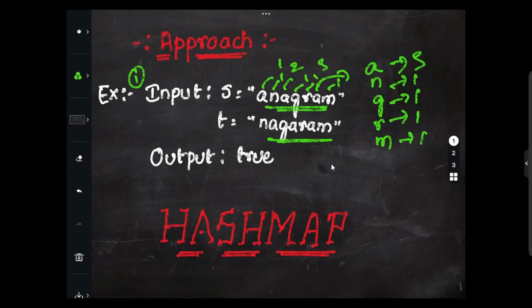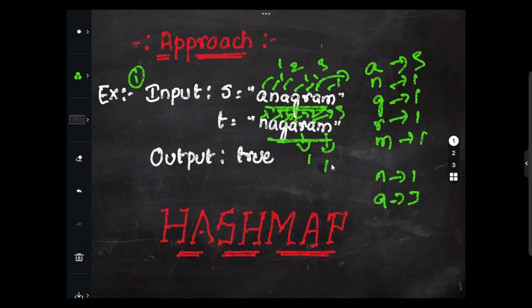You can clearly see here we have NAGARAM. So N is present once, A is present thrice here. N is once, A 1, 2, and 3. This one is fine. G is present once, R is present once, and M is also present once, right?